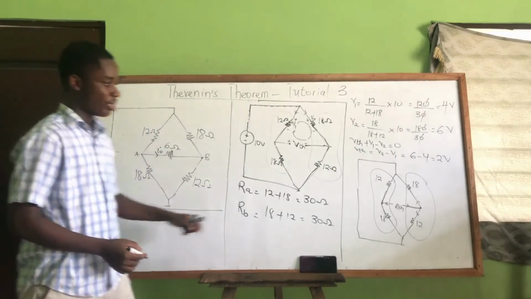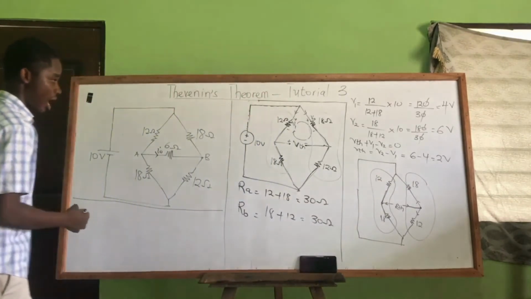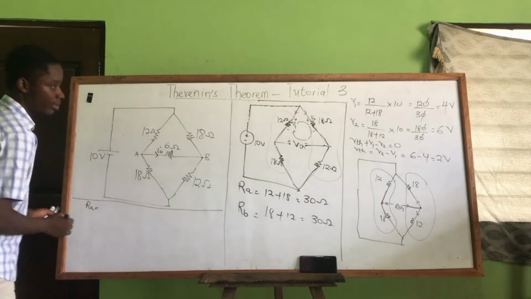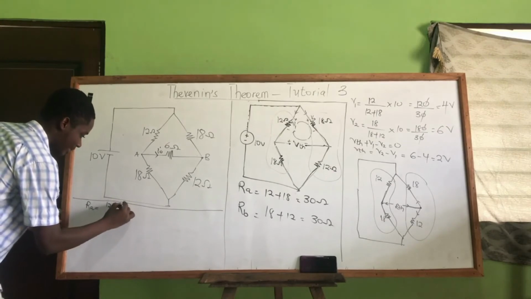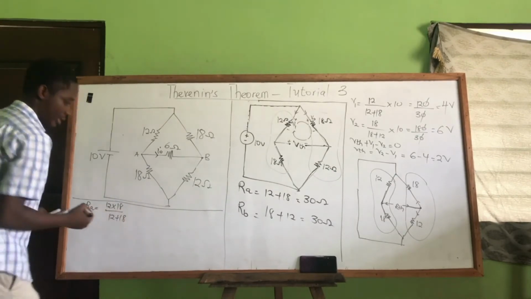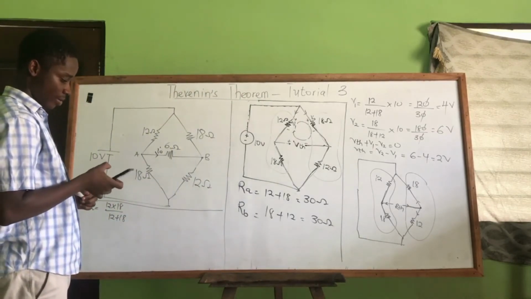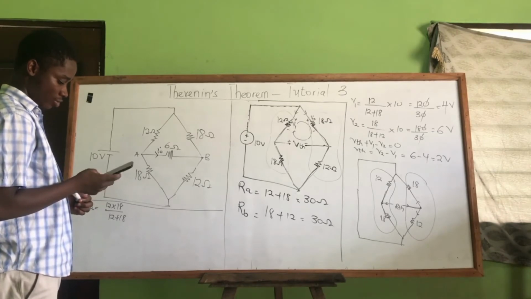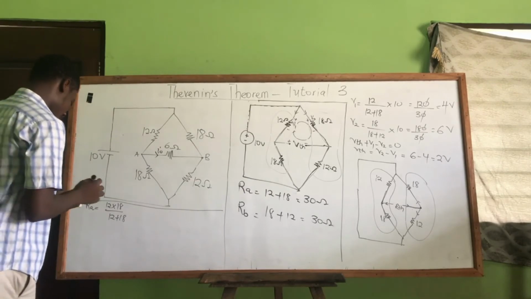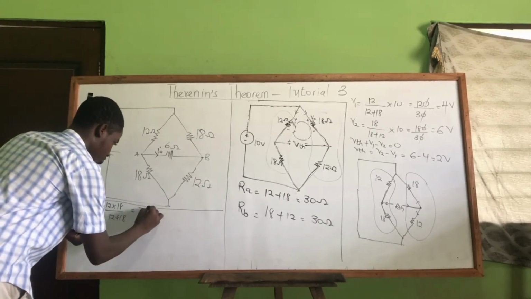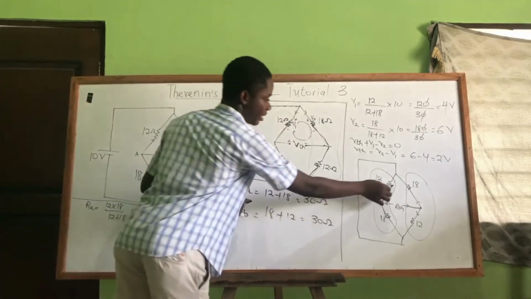So if we want to find our RTH, let's say we are continuing from here because of space. Let's say the equivalent for this one, I'm calling it RA. So I'll say RA is 12 and 18 in parallel. So I have 12 by 18 over 12 plus 18, and that is giving us 7.2 ohms. 7.2 ohms is the equivalent here.